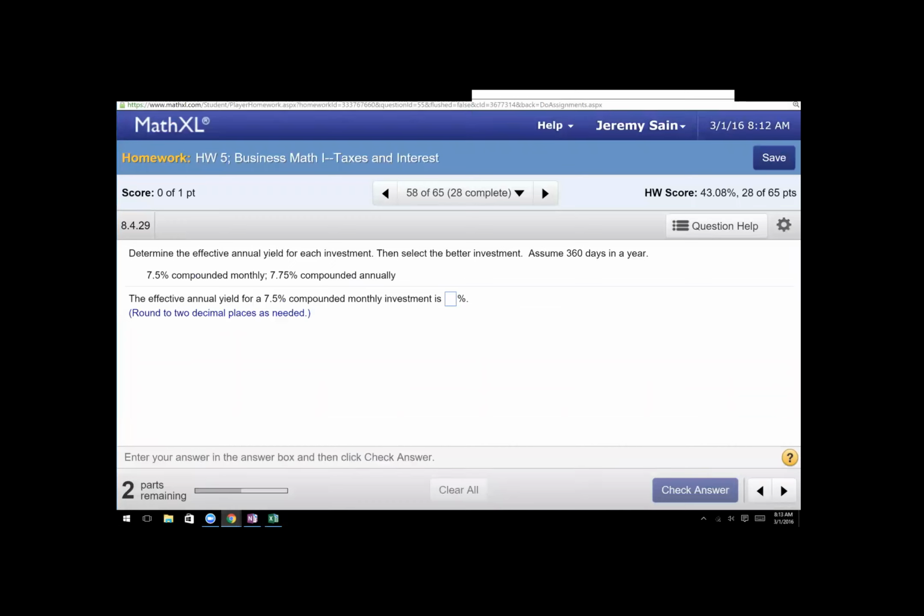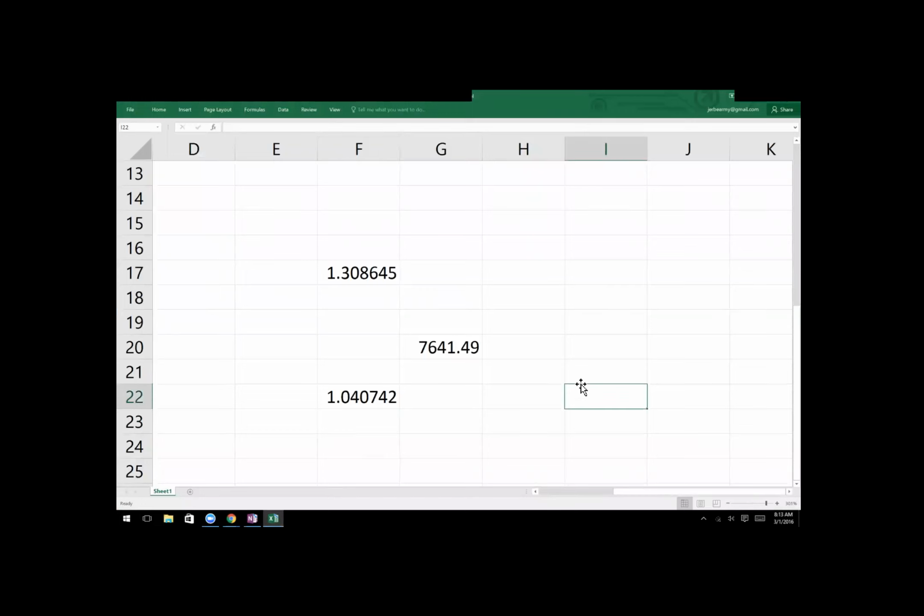Again, this is what this is used for. If someone offers you 7.5% monthly or 7.75% annually, you know which one to take. The effective annual yield for the 7.5% monthly, again, same thing. We just pretend like we're doing 1 year. So 1 plus 0.075 over 12, for 12 months. That'd be the same thing as if you gave me 7.76% for a year.